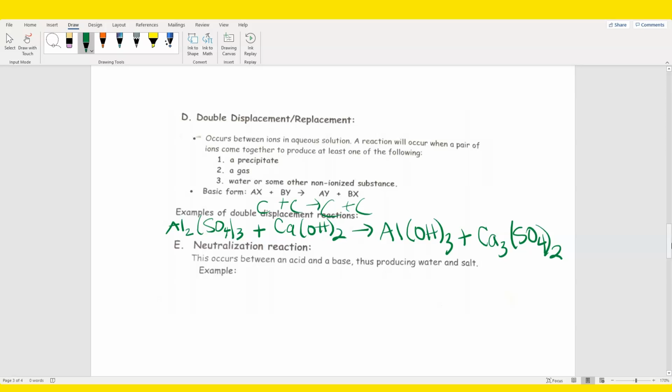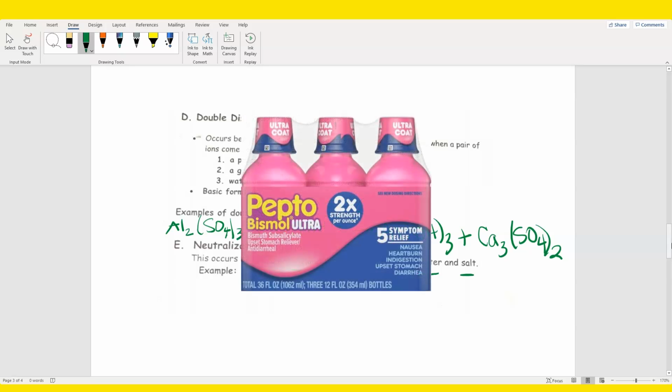Now, the next example, neutralization reactions. This occurs when you have an acid plus a base. They're going to always produce water and salt. So in other words, think about your stomach. If you've had too many things that are very acidic, you have to take something like a base, like an old school version is Pepto-Bismol or baking soda mixed with a little bit of water. When you drink that, it coats your tummy and you end up forming water and salt inside your stomach.